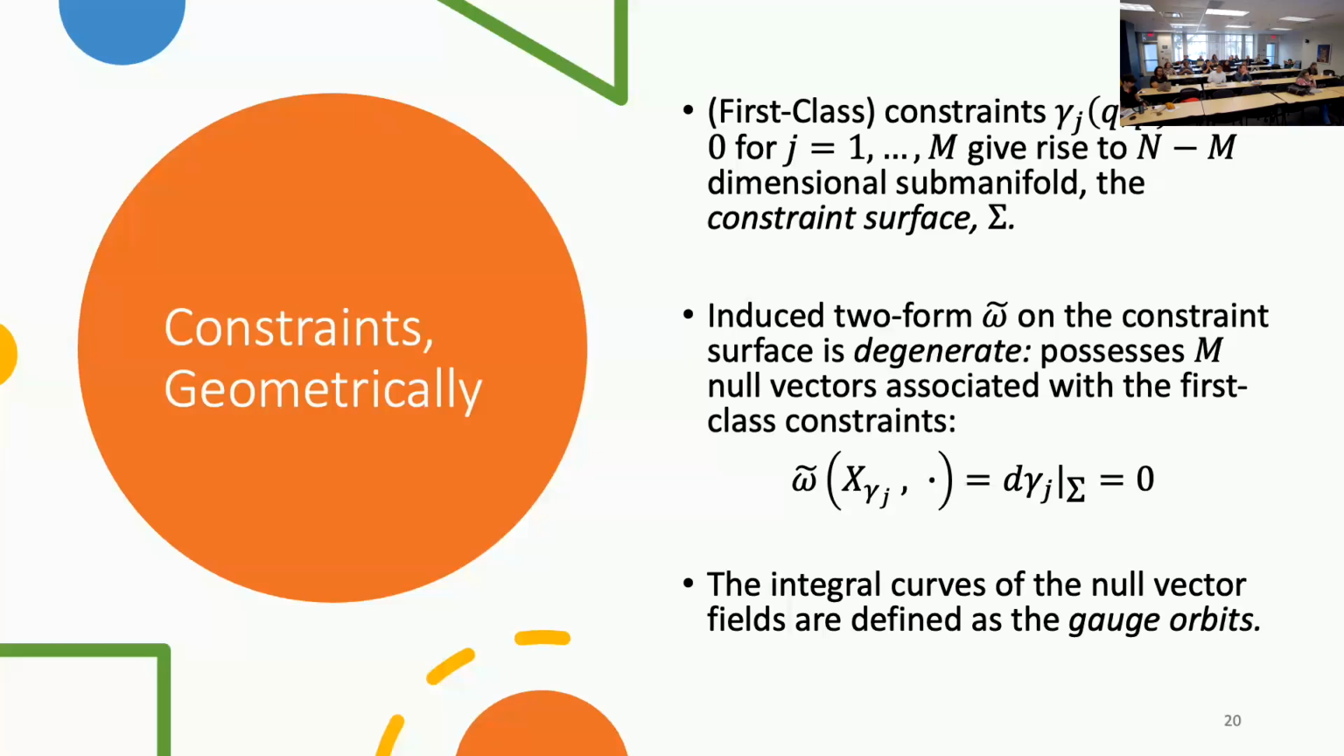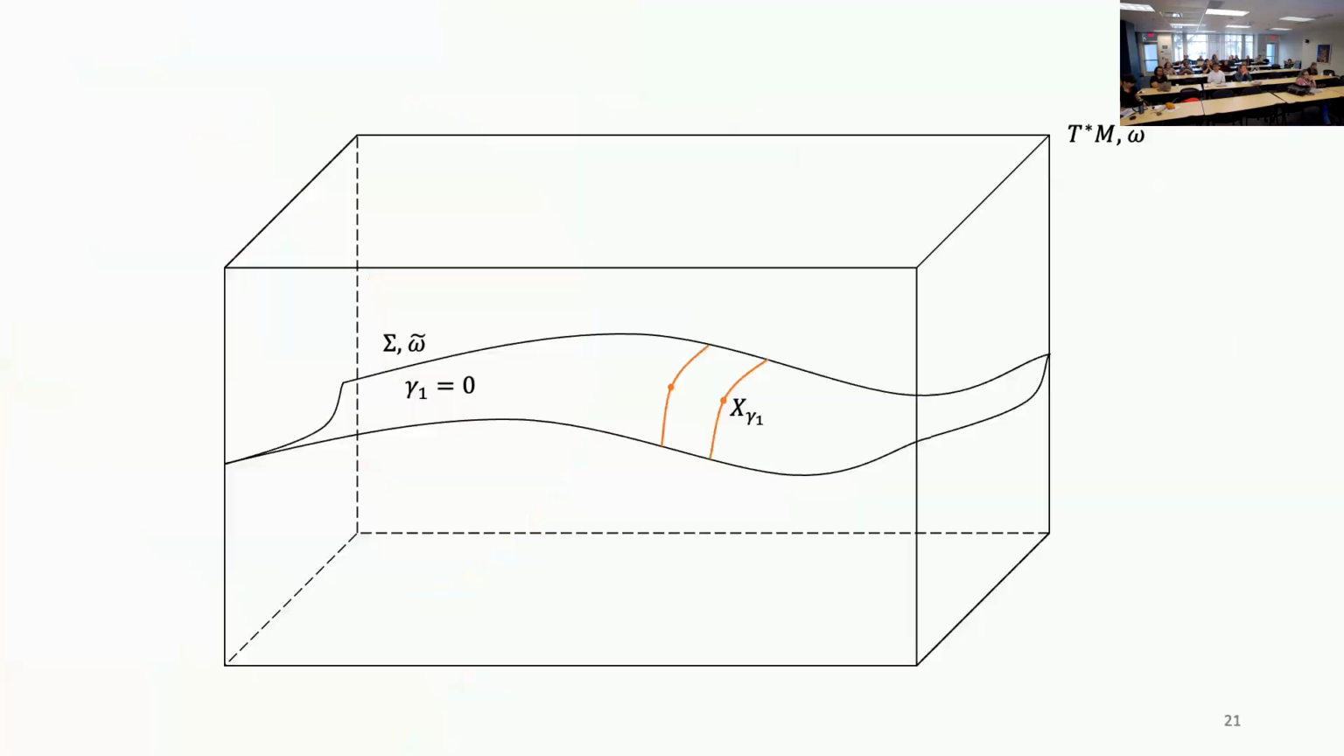So just to see what this picture looks like, if we have some three-dimensional space that represents the cotangent bundle, and there is one first-class constraint, then this will define a two-dimensional surface in this space, the constraint surface. And on this surface, we can define the vector fields associated with the constraint, such that they're tangent to the surface and the induced two-form contracted with these vector fields is just equal to 0.